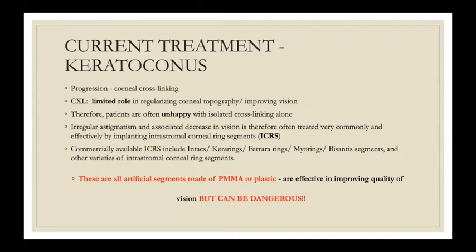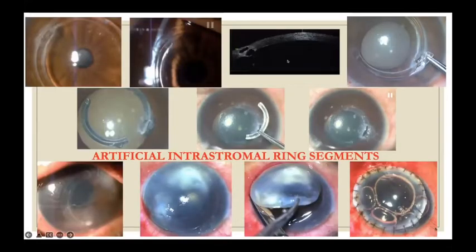So very often, as Professor Sinjab just said, we have been treating these patients by also implanting intracorneal ring segments, or ICRS. There are various commercially available ICRS, which include Intacs, Kera rings, Ferrara rings, and so on. But one thing common to all these artificial segments is that they're made of PMMA or plastic. Though they're effective in improving the quality of vision, they can sometimes cause problems.